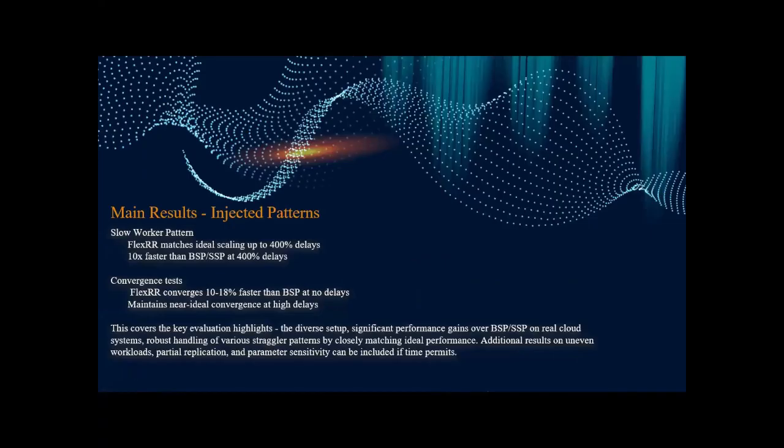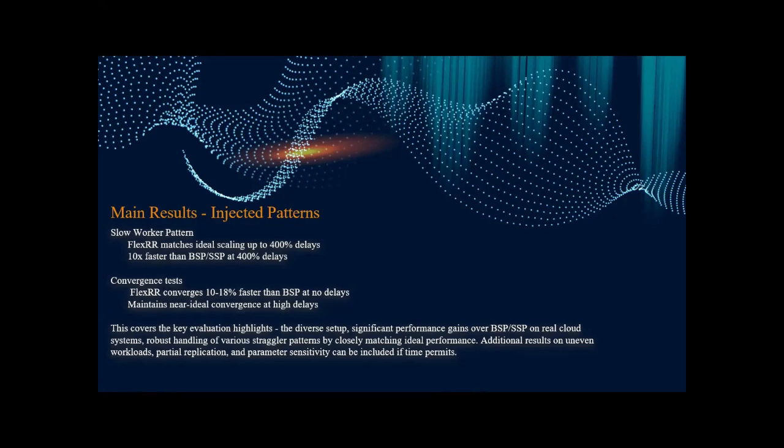Now we'll talk about the injected patterns here. Slow worker pattern. This pattern simulates a worker that has consistently lower processing power than the other workers. This could be due to hardware limitations or software issues. FlexRR mitigates the impact of slow workers. So FlexRR can improve the overall training speed even when there are slow workers present.